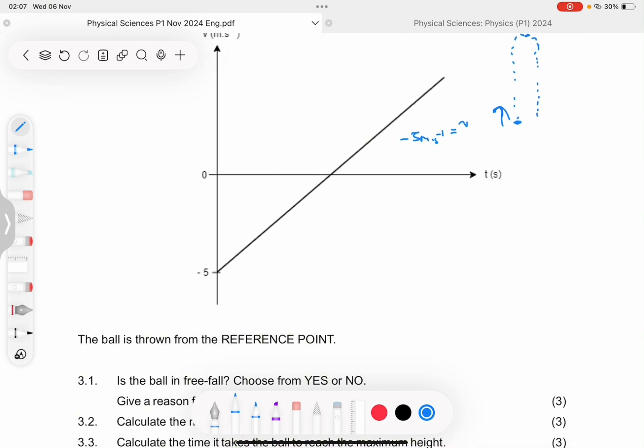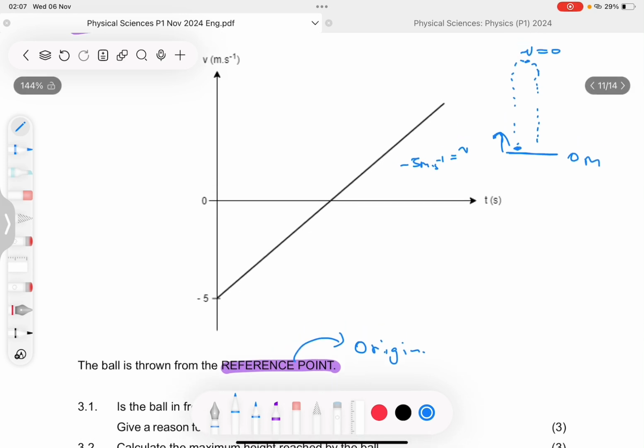They say here the ball is thrown from the reference point. When they say the reference point, what that means is that the ball is thrown from the origin. So origin means the starting point, where we start measuring our position to be 0. So at this point here where the ball is being thrown, it is 0 meters. That's where we start doing our measurements in terms of position, displacement, or distance.